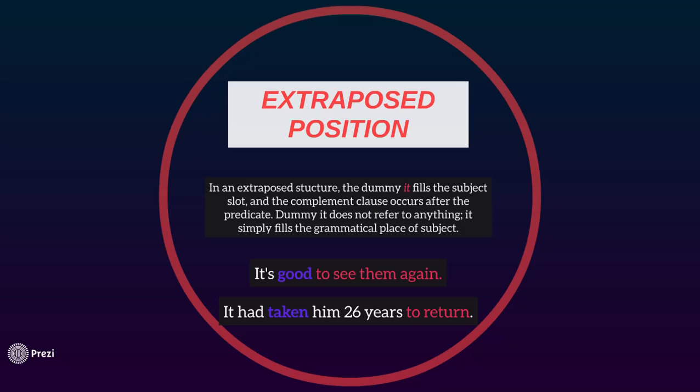Remember that generally speaking, the dummy it does not refer to anything specifically. It only fills the grammatical slot of the subject. There's something else to consider regarding the extrapost position: every time you have the dummy it beginning the subject, we can use the dependent clause, or the complement clause in this case, to fill the place of that dummy it. For example, to see them again is good.